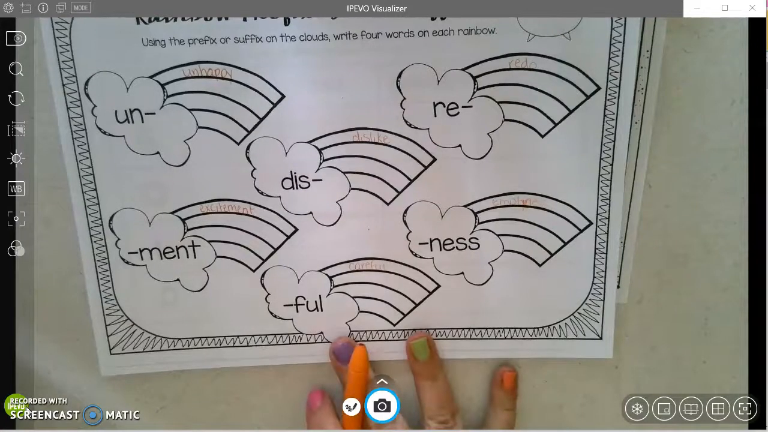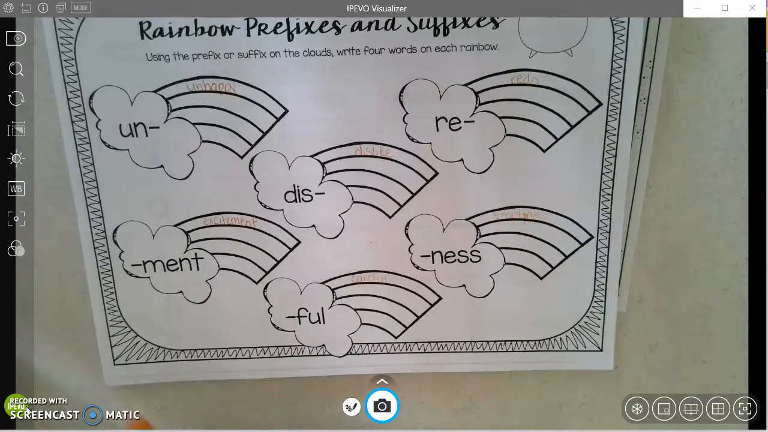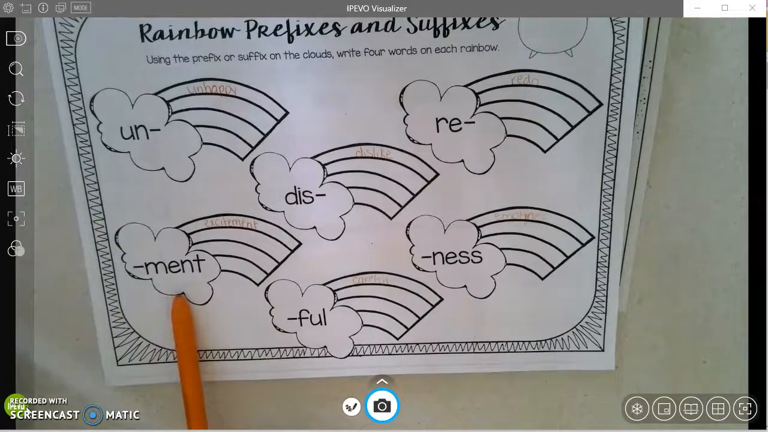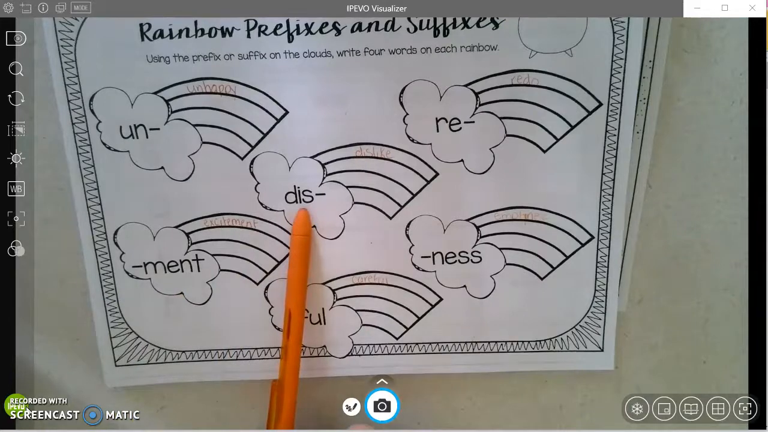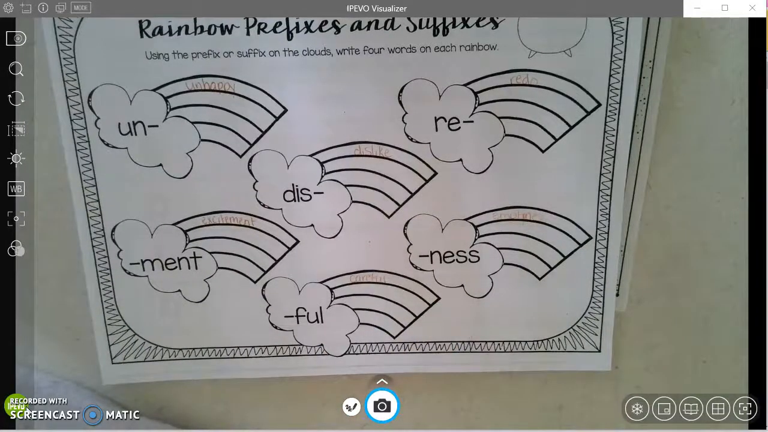But here is one example for each of these rainbows. I want you to think of at least one more example. So what's another word that starts with un? What's another word that ends with meant? What's another word that starts with dis, starts with re, ends with full, ends with ness? Okay? Add it to your rainbow. If you can think of more than one, super. Please try to think of more than one. But some of these are a little bit harder and we don't use them all the time. So if you can think of at least one for the end ones, I would be happy with that. Okay?